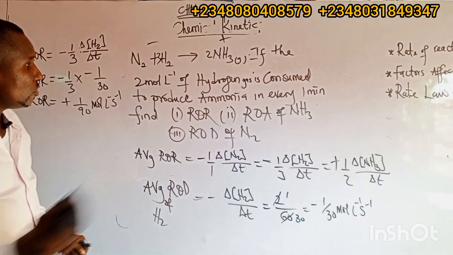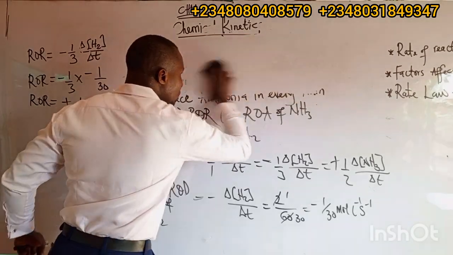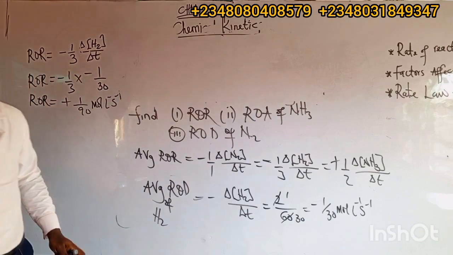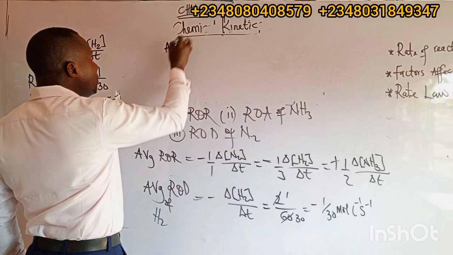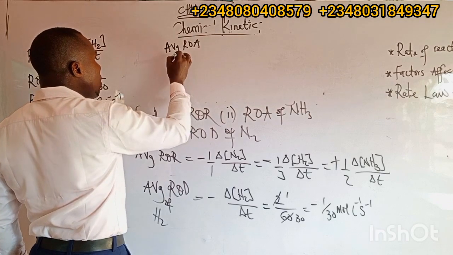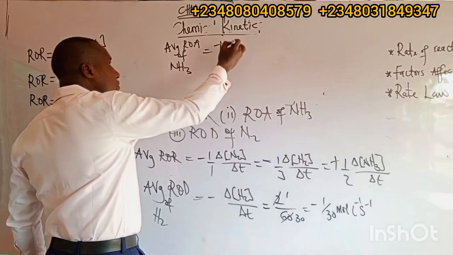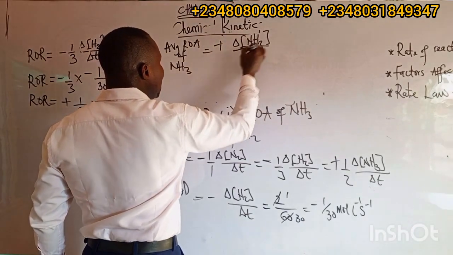Rate of appearance of ammonia. According to that equation, what is the rate of appearance? The average rate of appearance of ammonia is equal to plus the change in concentration of ammonia with respect to what?